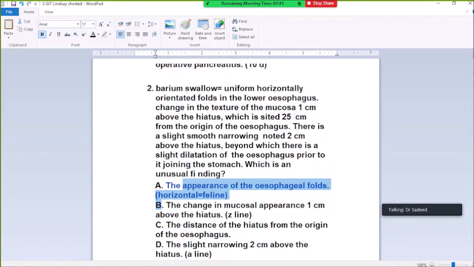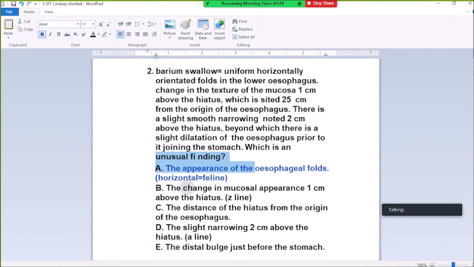Horizontal esophageal folds are seen in the feline esophagus. Esophageal folds are always vertical, and here they are saying horizontal folds in the esophagus. So this is an abnormal, unusual finding, correct? Rest all are normal findings. Option B, change in mucosal appearance 1 cm above the hiatus, is the Z line. The distance of the hiatus from the origin of the esophagus is also correct.